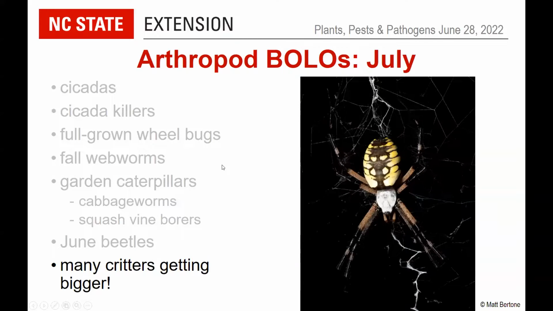And of course, everything else is just getting bigger. Everything's active. It's warm. You guys start to notice the garden spiders. They've been there all year, but they've been very small up until this point. And so you may start seeing bigger critters around your home and in your garden, but know that not all are pests, and many are beneficial or just out there enjoying the summer. And I will turn it over to Mike then.